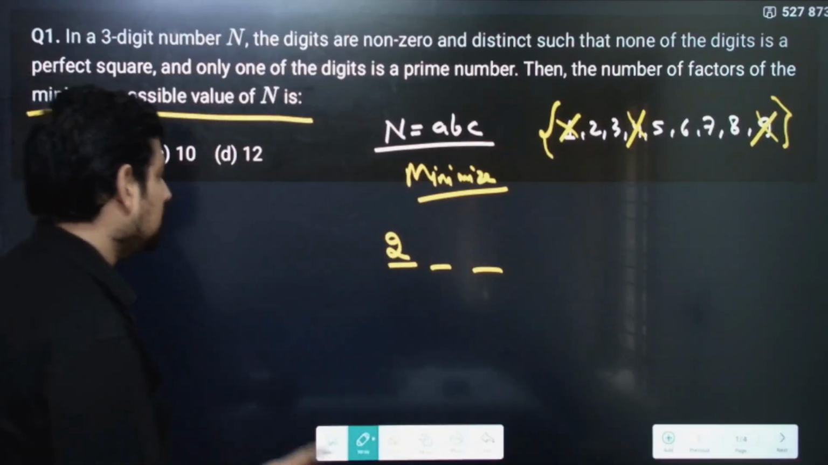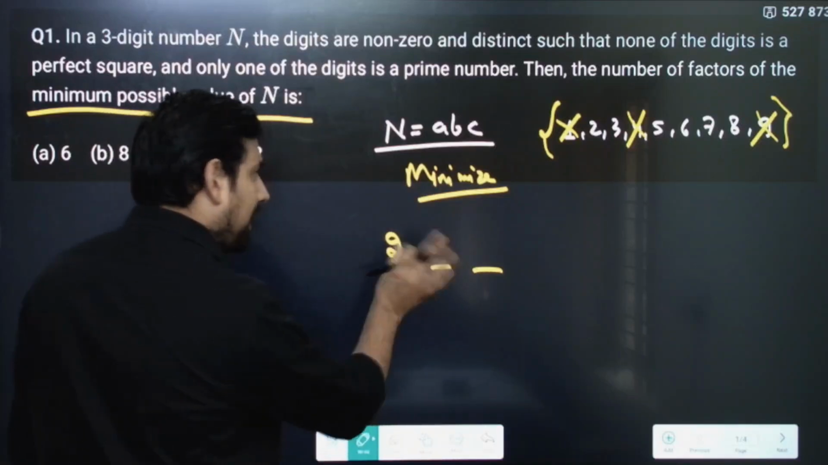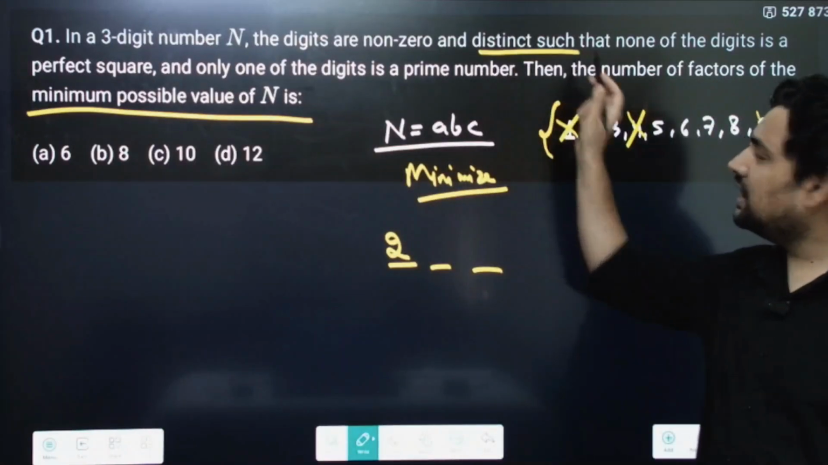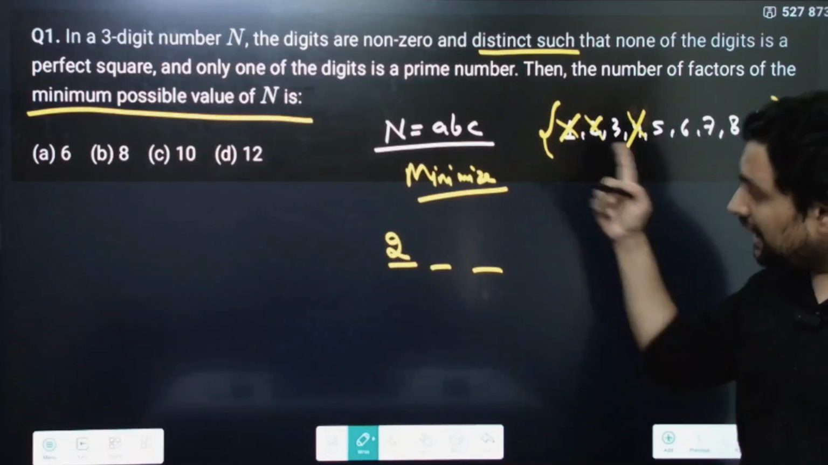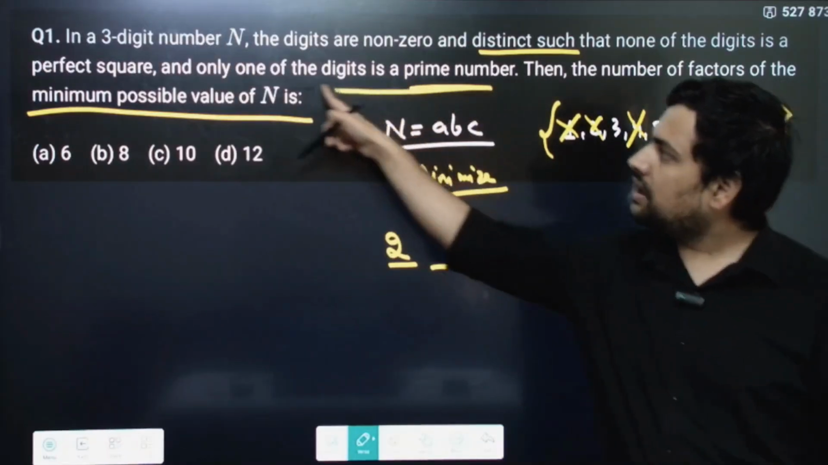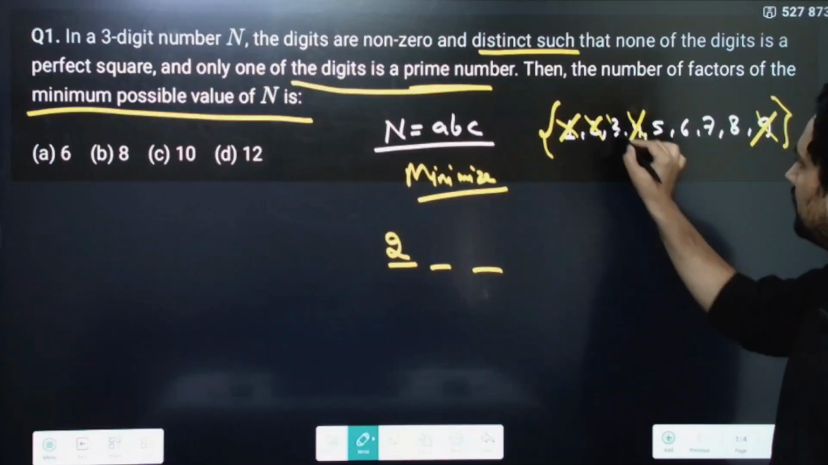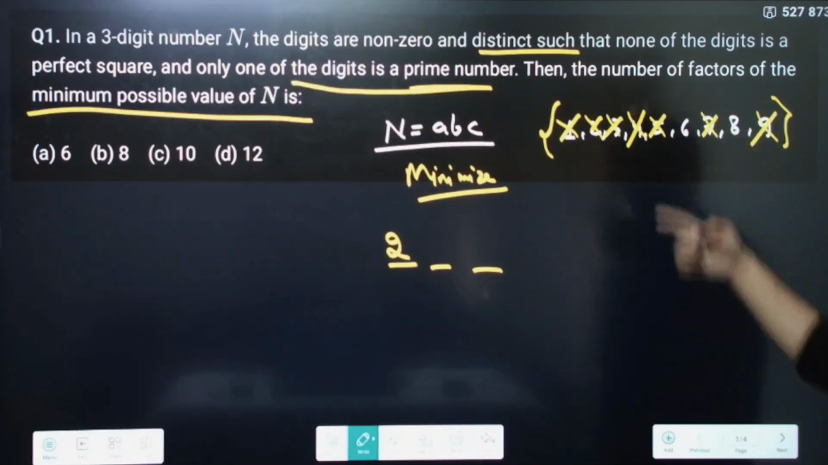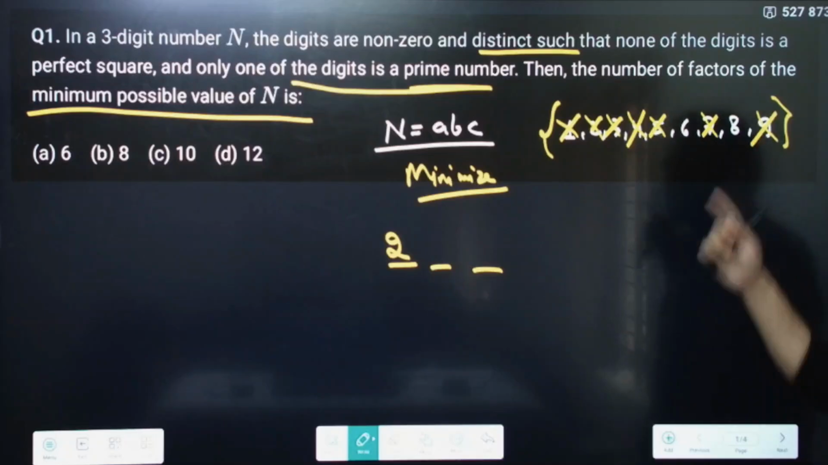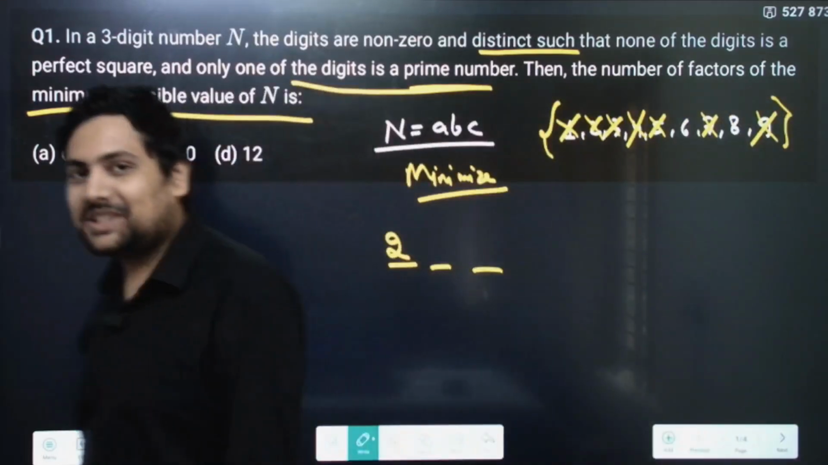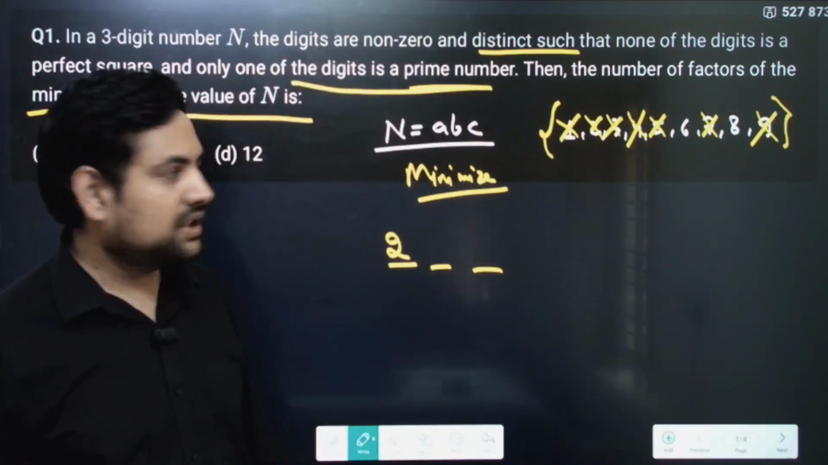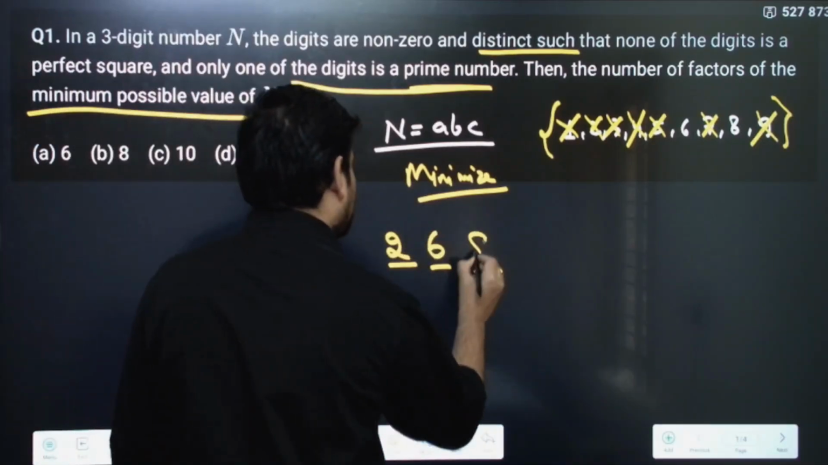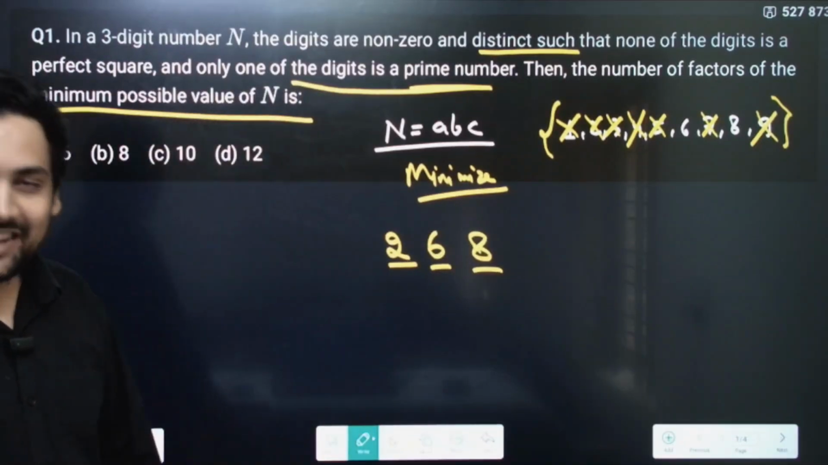Now once you put 2 here, the prime number is used, correct? 2 is gone because digits must be distinct, but along with 2, because there can be only one prime number, all primes are also gone. So 3 is gone, 5 is gone, 7 is gone. What numbers are left? 6 and 8, that's it. So the other two digits will obviously be 6 and 8. Now if I want to make it small, 6 will come first. So this becomes 268, a beautiful number.